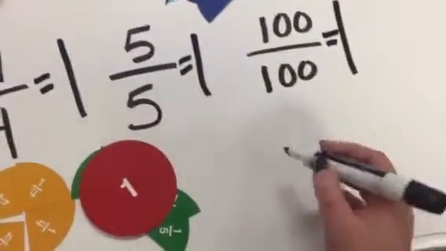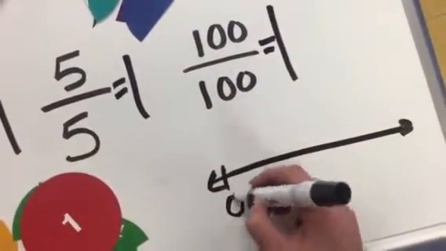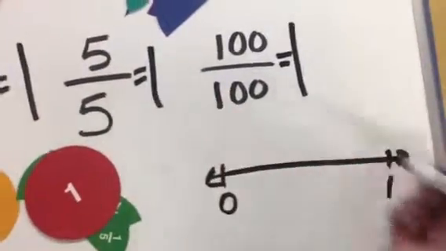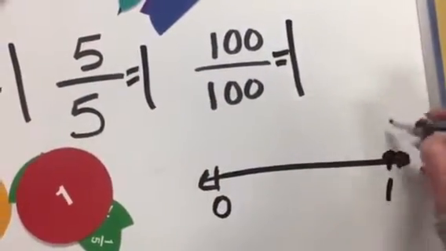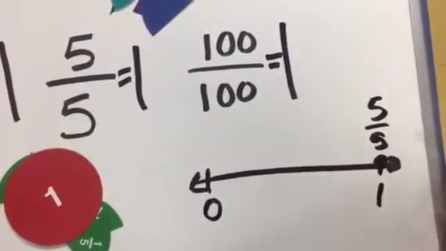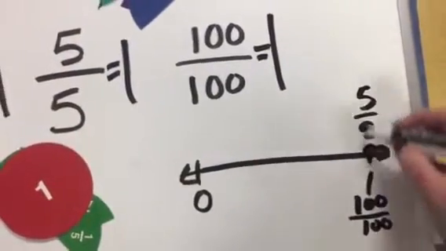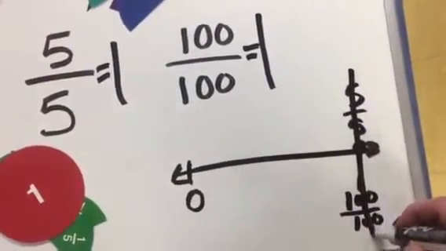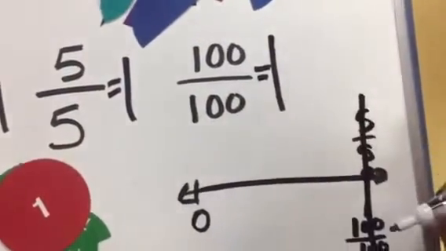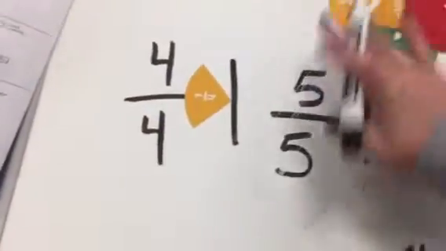If I put them on a number line, and I had 0 and 1 on my number line, and I wanted to put 5/5 on it, 5/5 would go exactly at the same spot 1 whole is, because they're the same number. 100/100ths will go right here with 1 whole. They would all be in the exact same spot, because anytime the numerator and denominator are the same, it's equal to 1 whole.